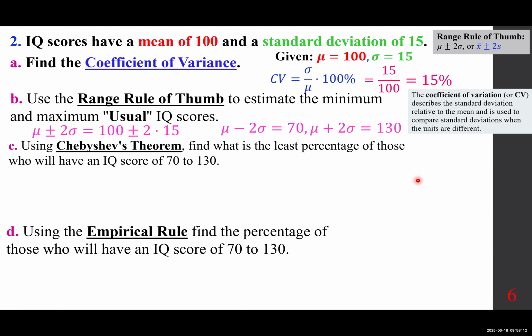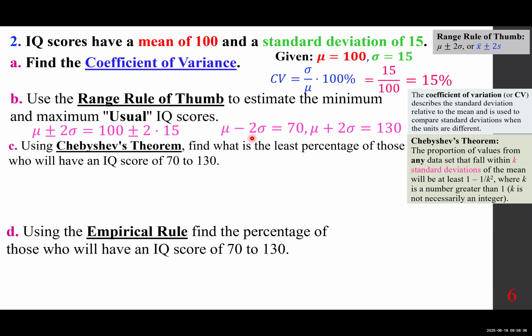Using Chebyshev's theorem, find the least percentage of those who will have an IQ score of 70 to 130, and then use the empirical rule. Same question: using the empirical rule, find that percentage. Now, we already know from here that it's 2 standard deviations. So that means from the mean, you go 2 standard deviations away.